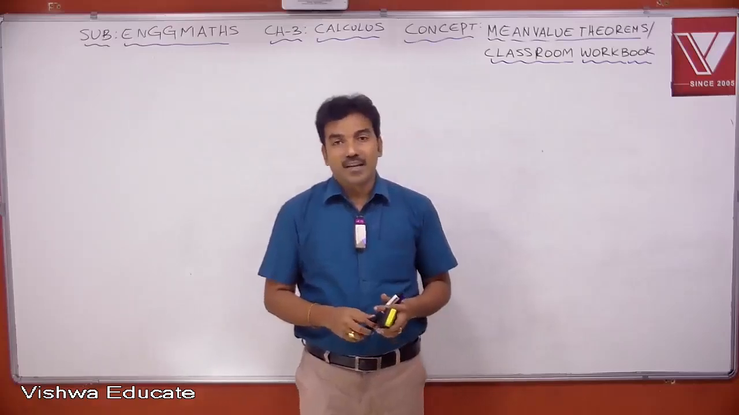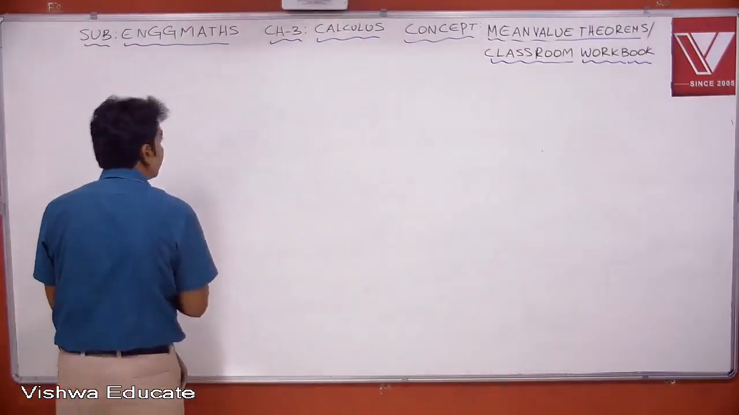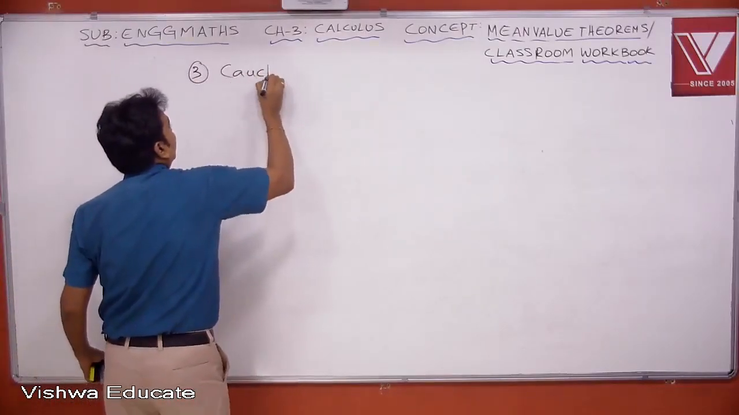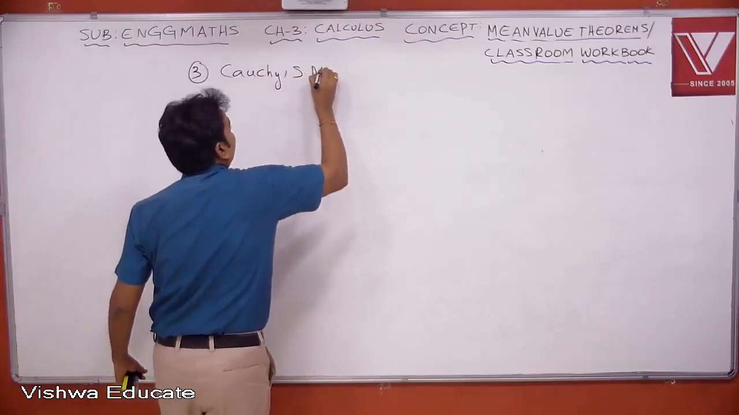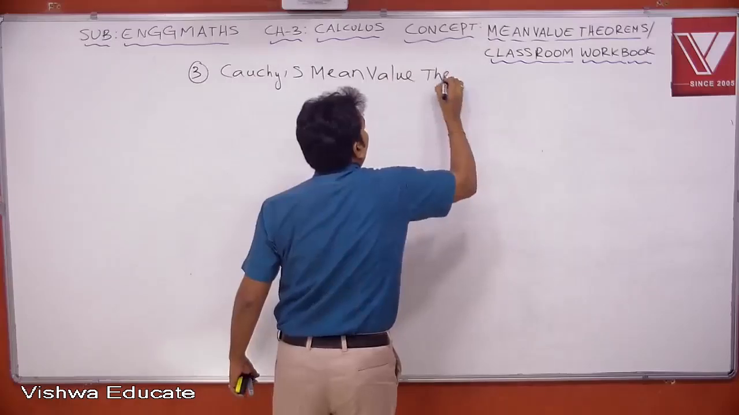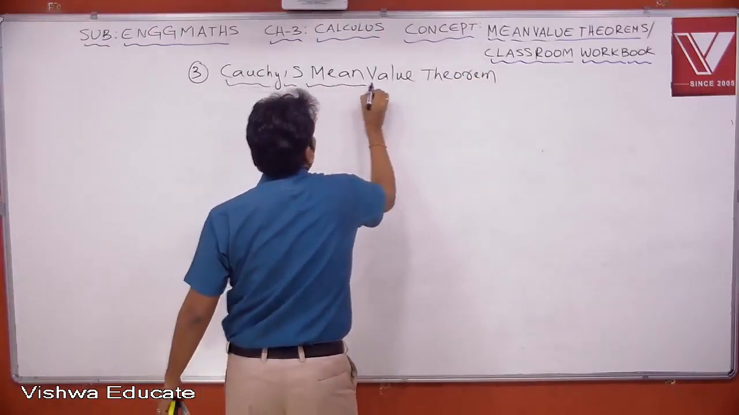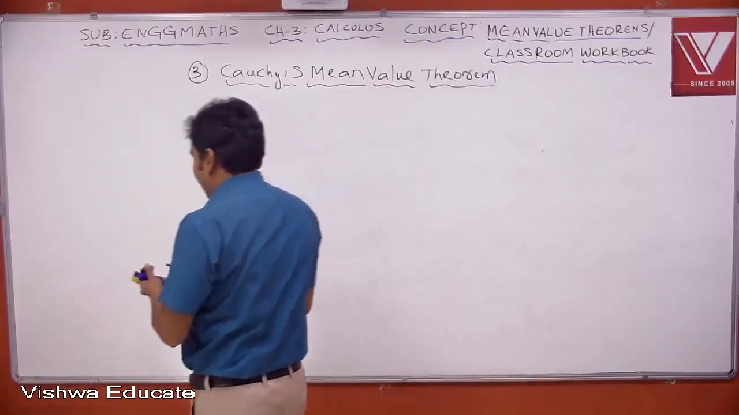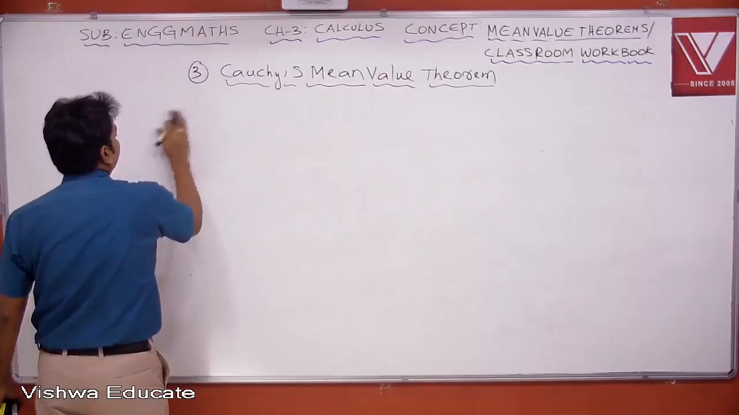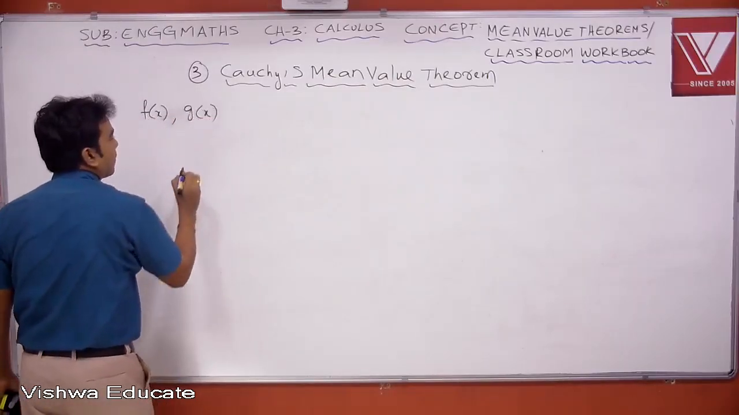Now we discuss the next mean value theorem, that is called Cauchy's mean value theorem. So the third mean value theorem is Cauchy's mean value theorem. Let us see what it states. Suppose we have two functions f of x comma g of x.